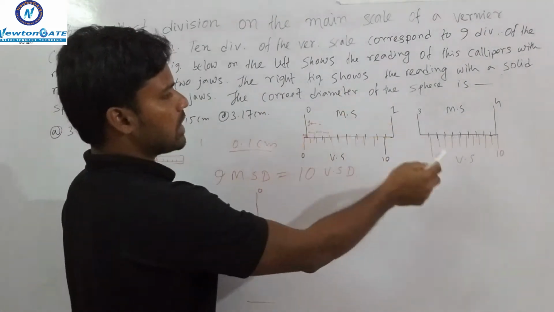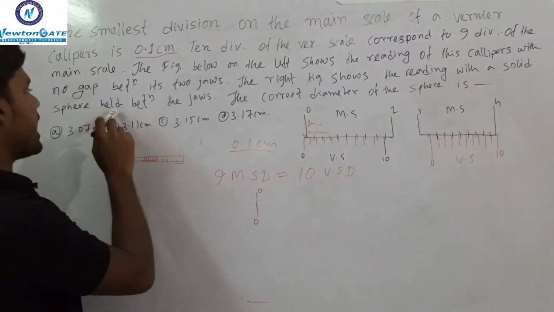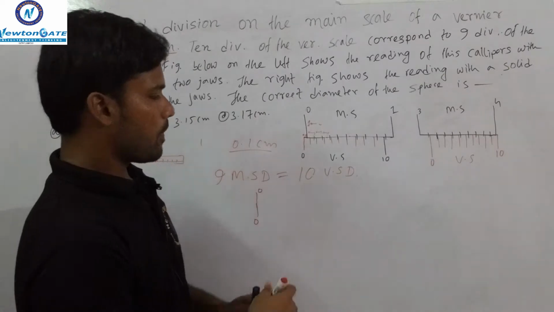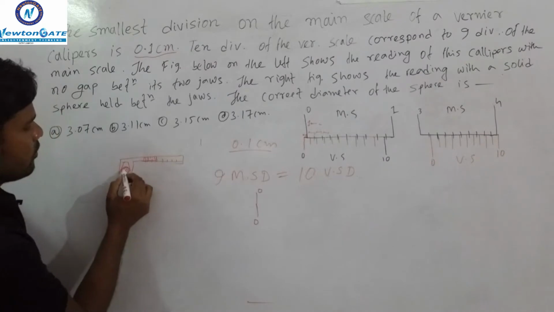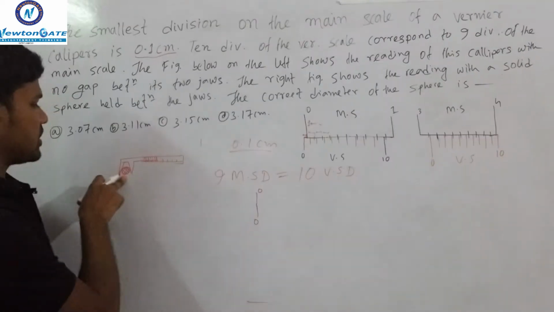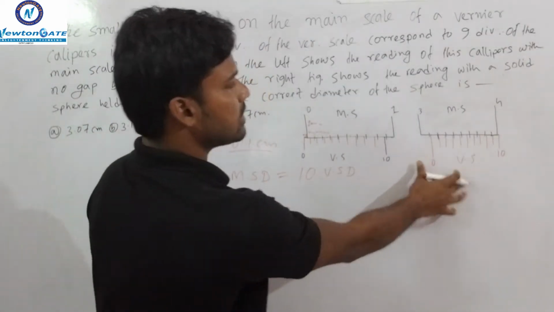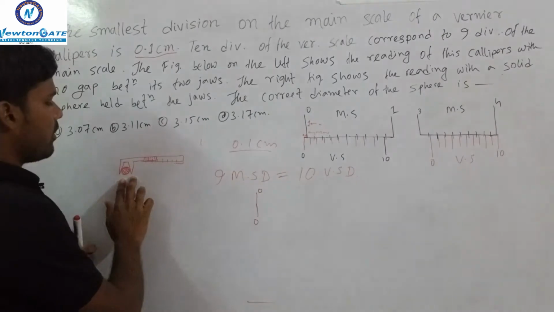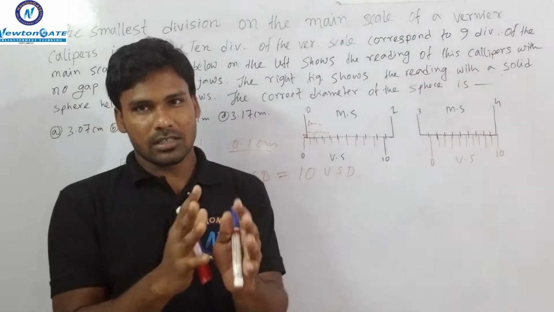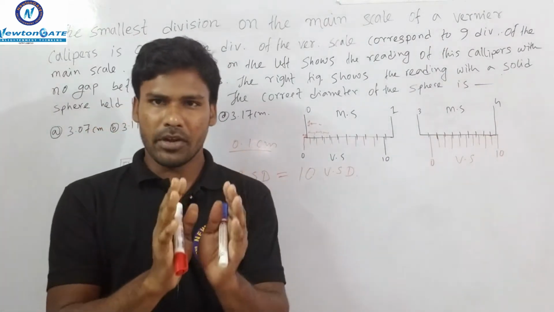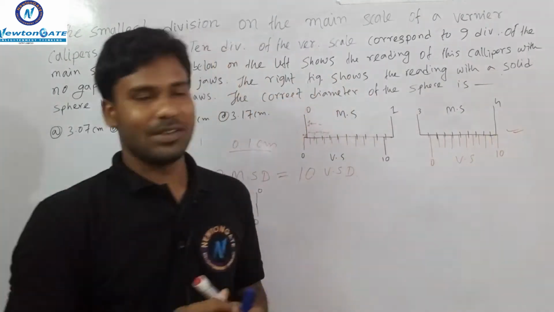Now the right figure shows the reading of a solid sphere held between the jaws. Whenever you are measuring something, suppose this is a solid sphere, we want to find its diameter, so we get some reading. This is the reading given. Actually, they ask you to find the diameter of the sphere. The reading is given. This is so easy.